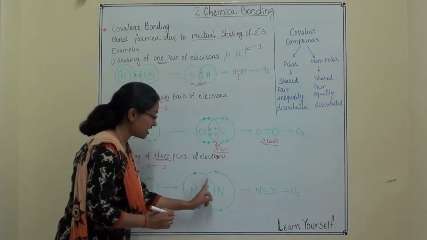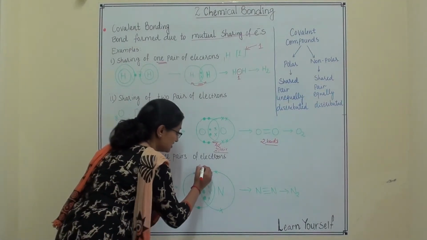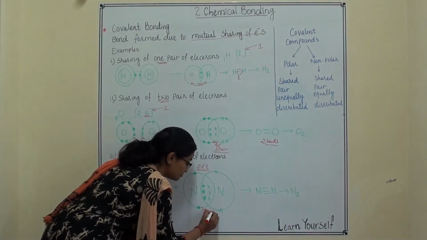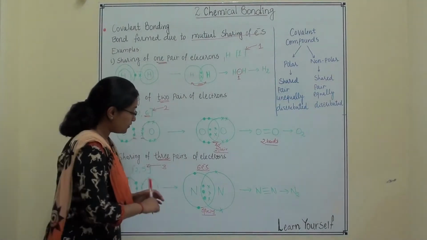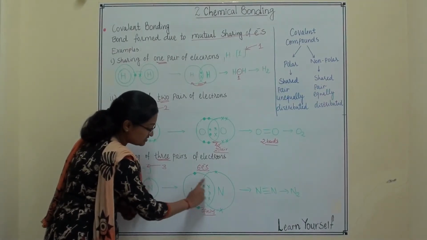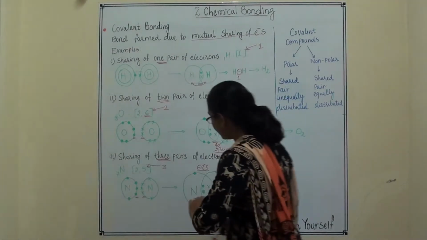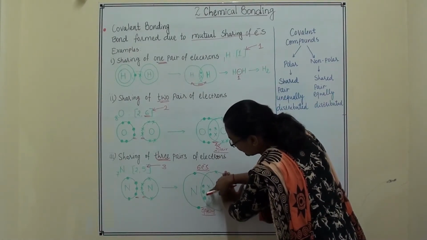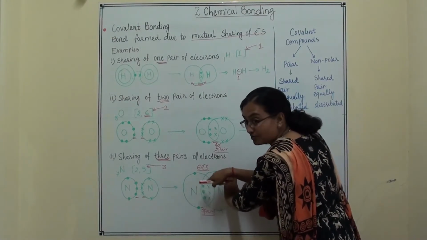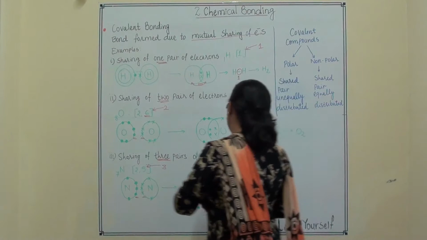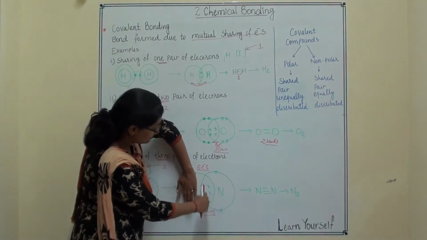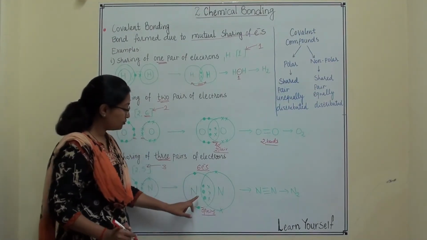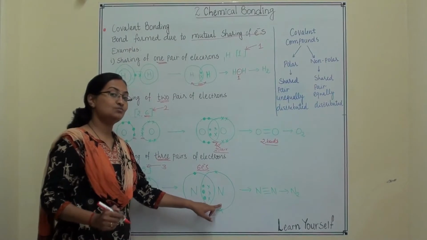So while they are sharing 6 electrons, in turn they are sharing 3 pairs of electrons. When this nitrogen takes these 3 electrons, its octet has been completed. If you see this, 1, 2, 3, 4, 5, 6, 7, 8. So these 8 electrons also belong to this nitrogen, and from this side, these 8 electrons also behave as if they are in this nitrogen. So for both nitrogens, the octet rule has been completed.